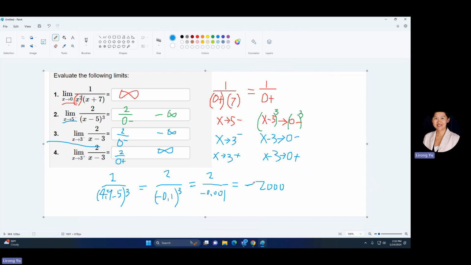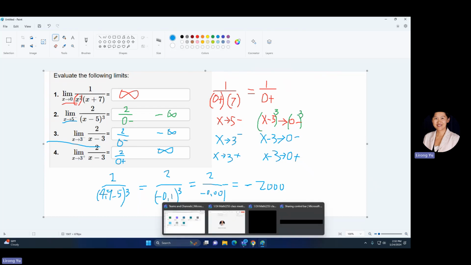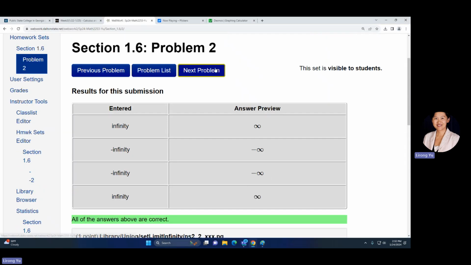Any other questions? Mine has an odd power, that's why the denominator ends up with a negative sign. But if it's a power 4, the whole thing is positive. And that would be positive. Any other questions? This is number 2. Let's see other questions.